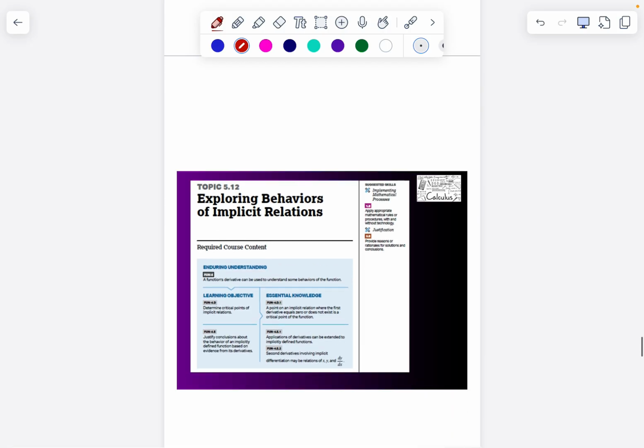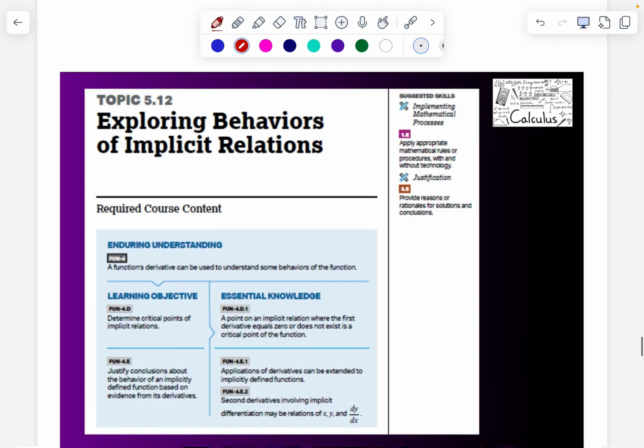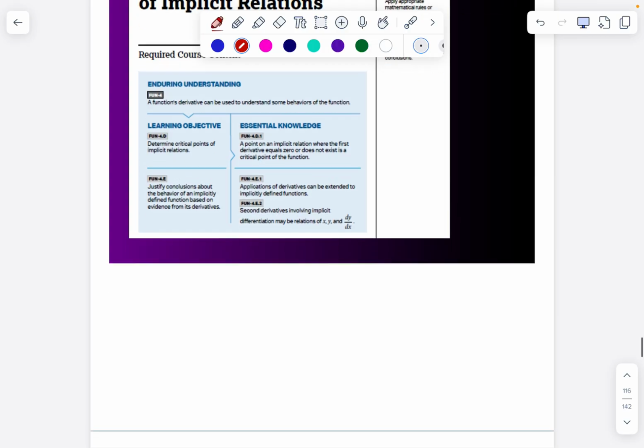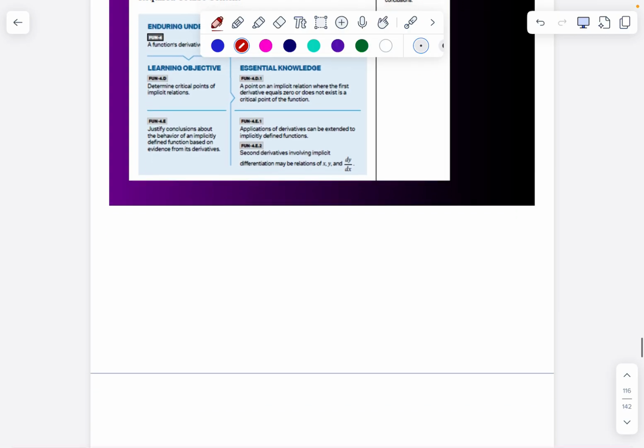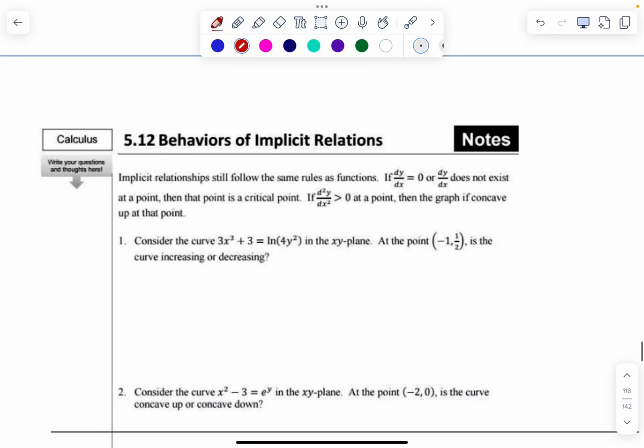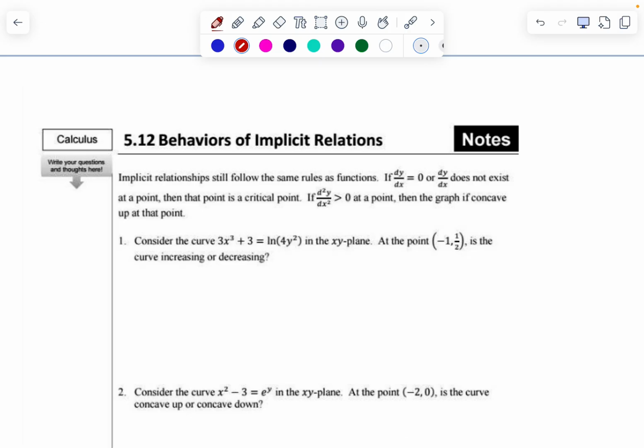Okay. All right, last section. Exploring behaviors of implicit. You guys remember implicit differentiation? Well, this is our last specific focus on derivative stuff. Next semester, we shift over to integrals or antiderivatives. We'll still be taking derivatives, but not like what we've done. I think you're going to like that stuff. It's cool. So I'm excited to start that semester.